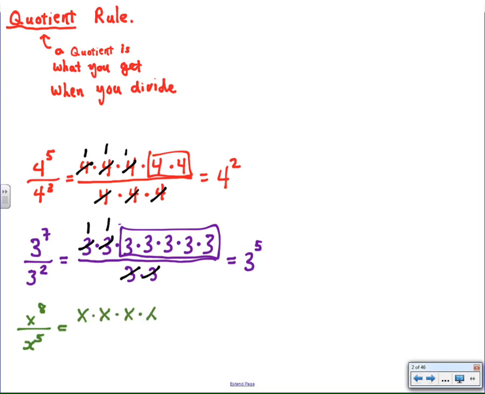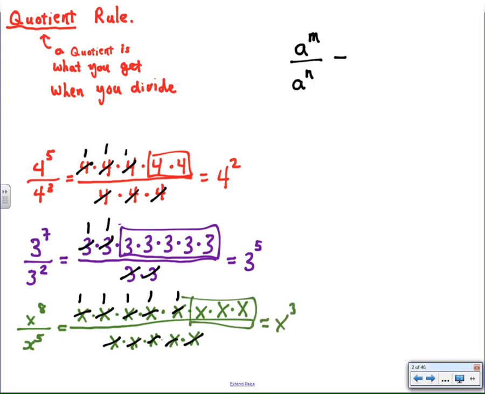X to the 8th over x to the 5th, even if I don't know what x is, I know there's 8 factors of those on the top, 5 factors on the bottom. Each factor that's in common divides out, and I have 3 leftovers, so x to the 8th over x to the 5th is equal to x cubed.